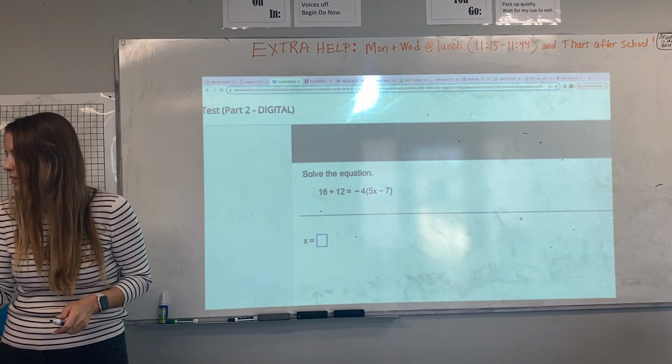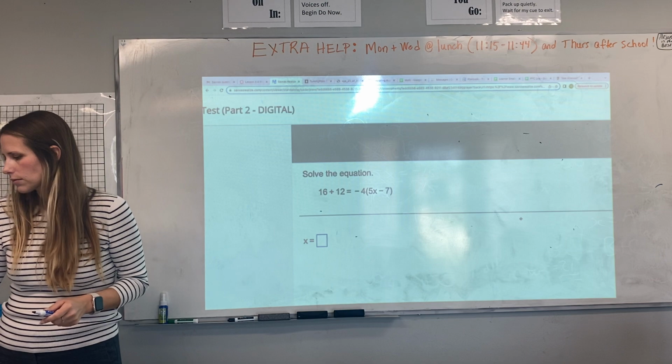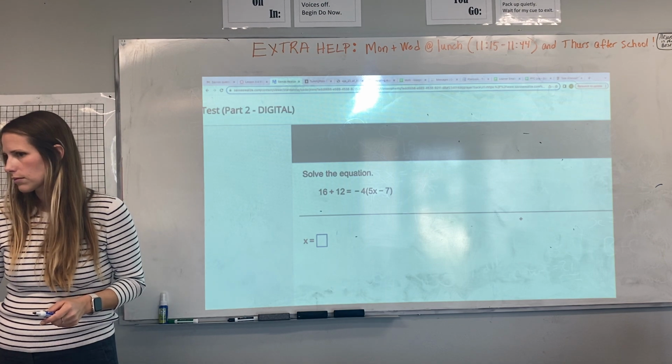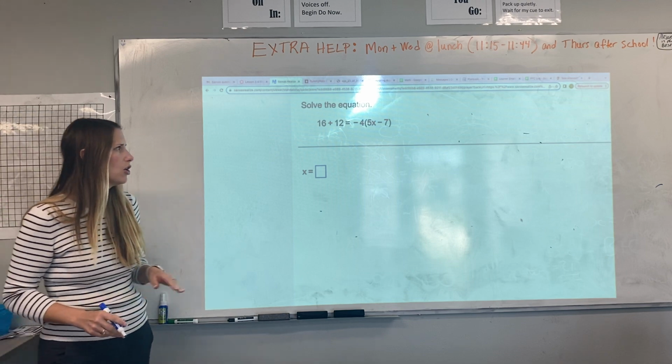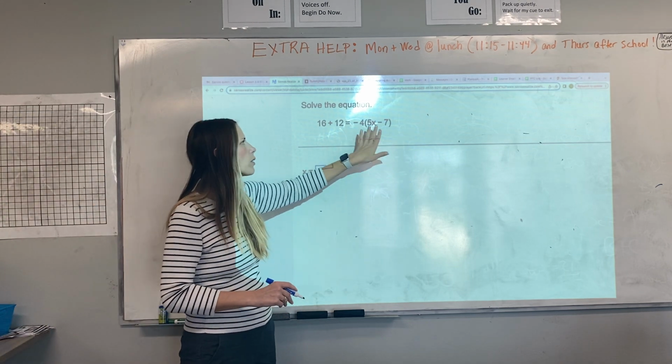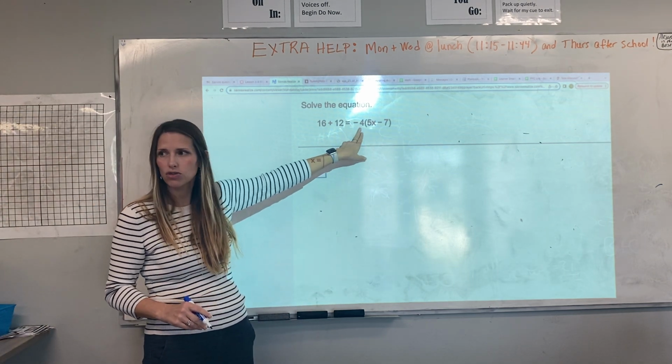Okay, so isn't this kind of like a backwards? This is pretty much the same thing. We just have to be extra careful with our negative number that's being distributed.